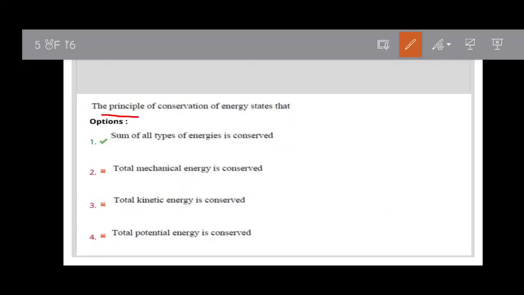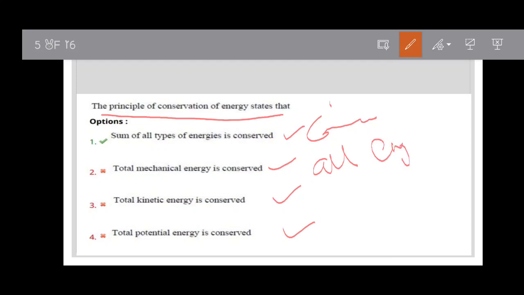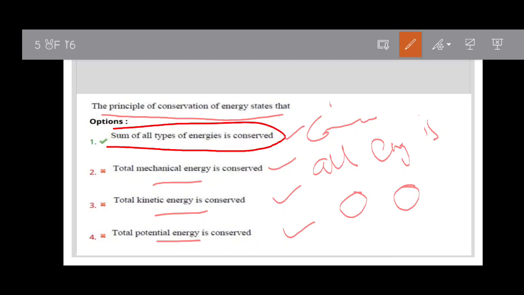Next question, the principle of conservation of energy states that option A, sum of all types of energies is conserved, total mechanical energy is conserved, total kinetic energy is conserved, total potential energy is conserved. Here according to the law of conservation of energy, all energies are conserved or can be converted from one form to another, but not only mechanical energy, not only kinetic energy, not only potential energy. Sum of all types of energies is conserved.